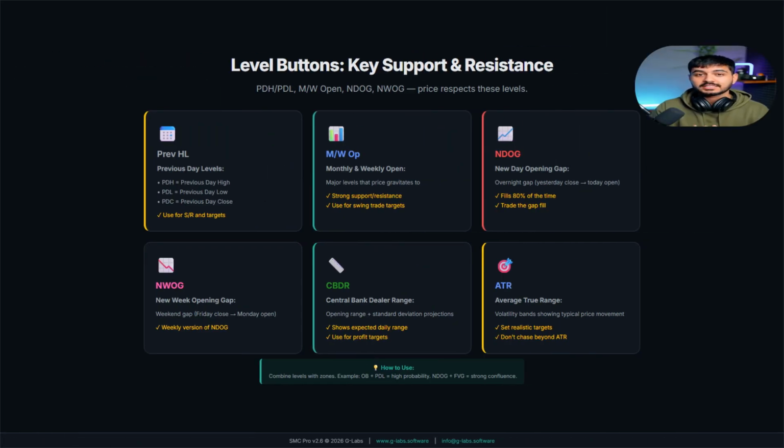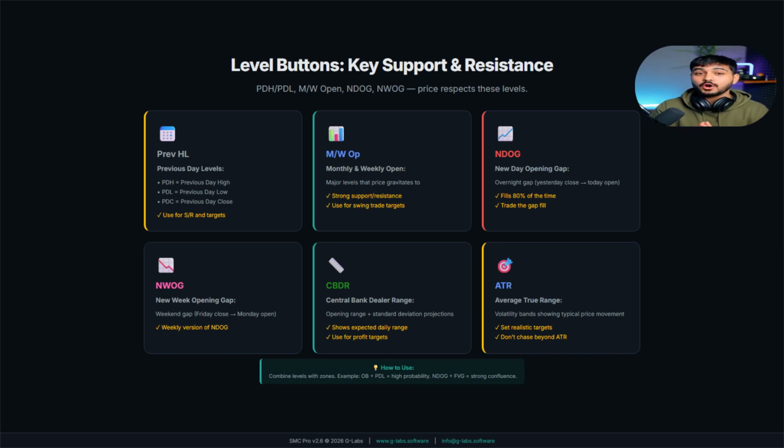Level buttons show key support and resistance. Prev HL draws yesterday's high, low, and close. PDH, PDL, PDC. Price respects these levels. Monthly and weekly open, MWOP, major levels that act as magnets.